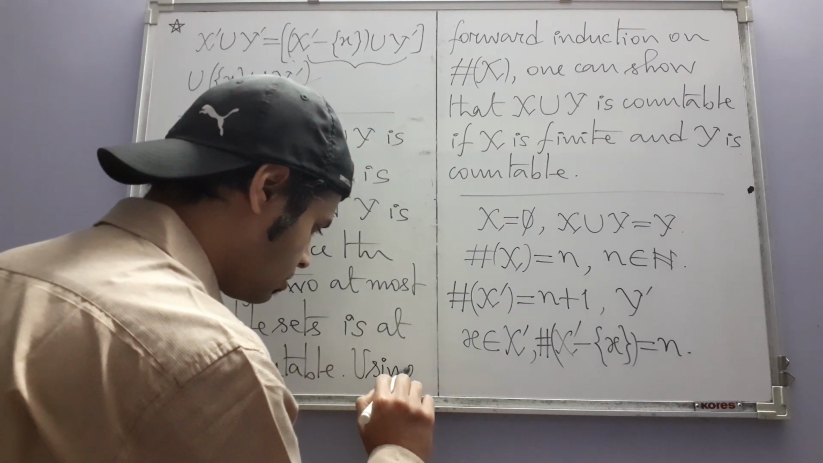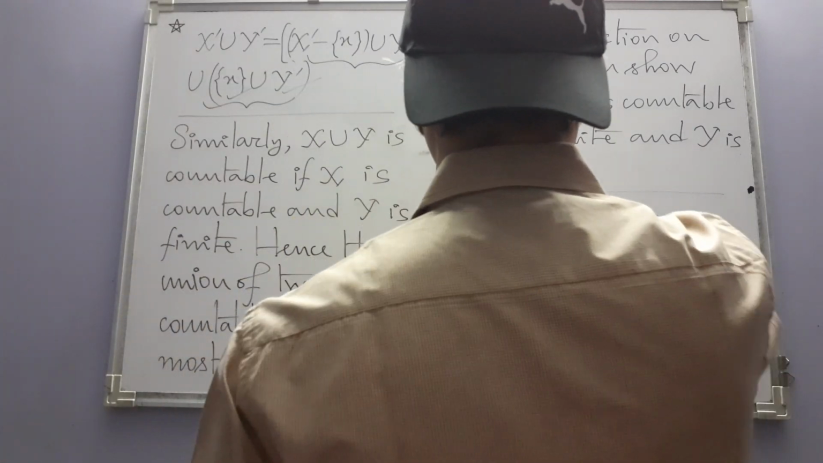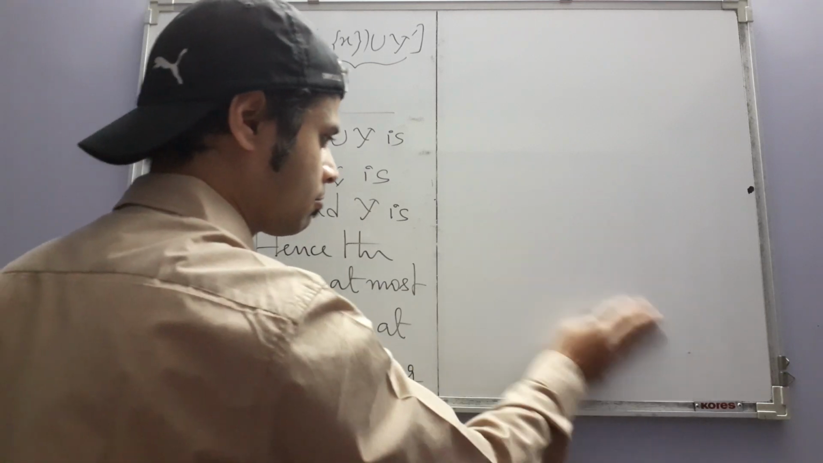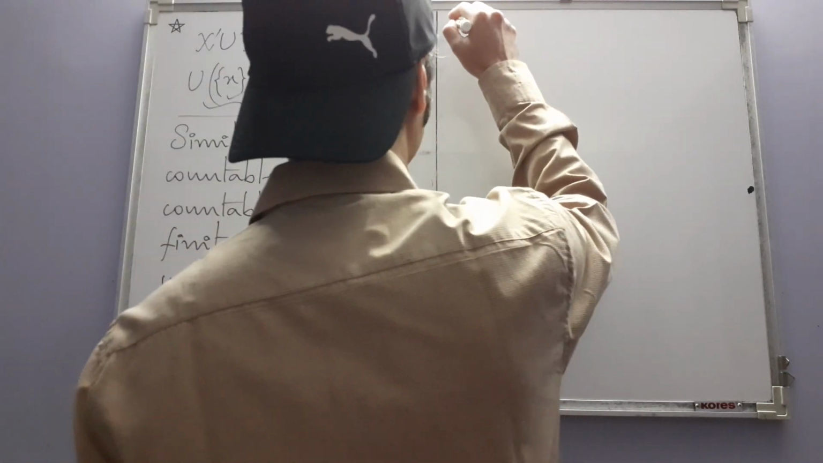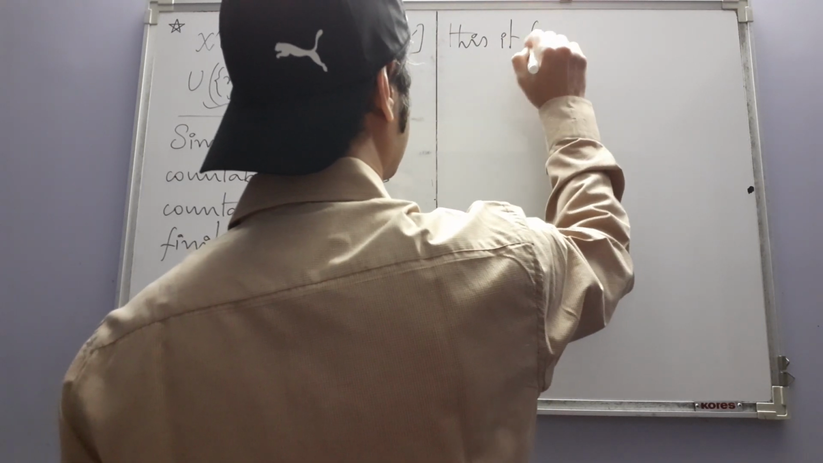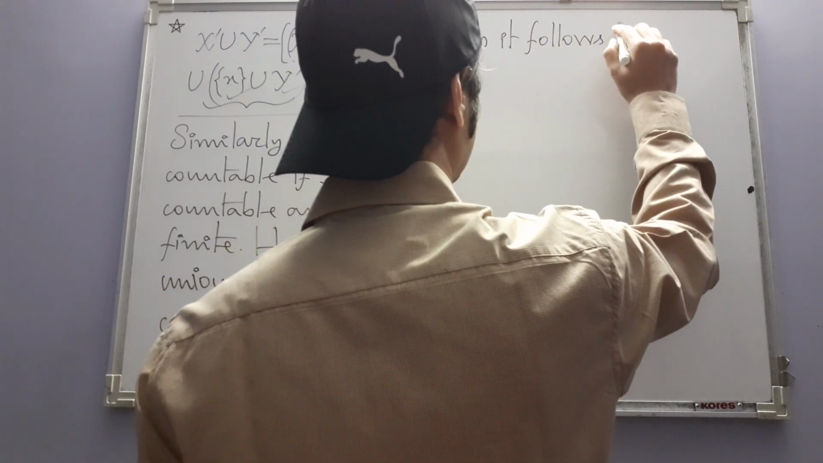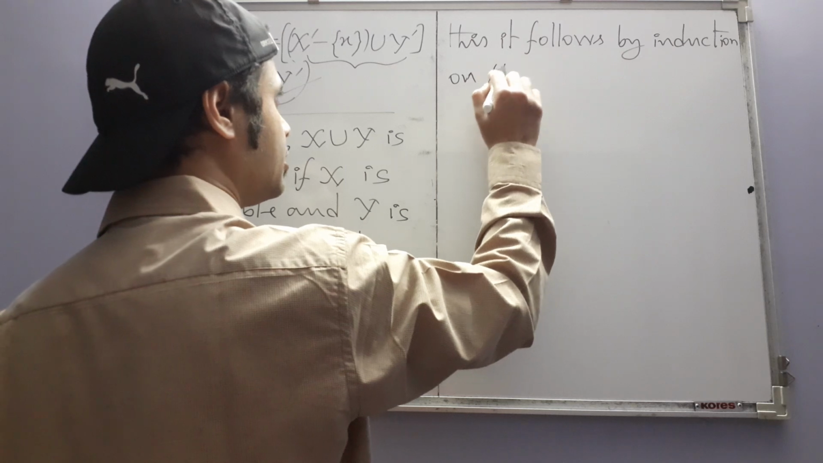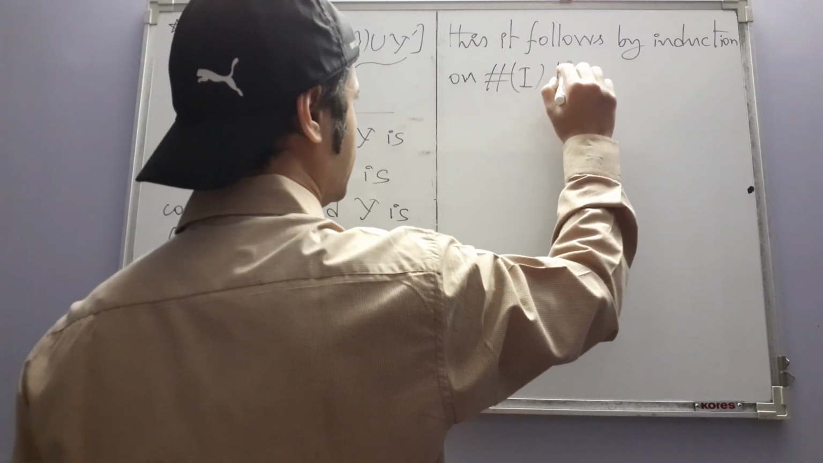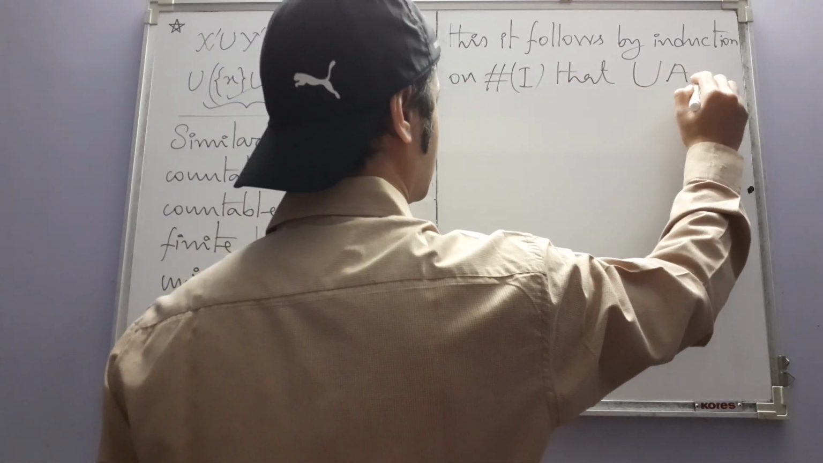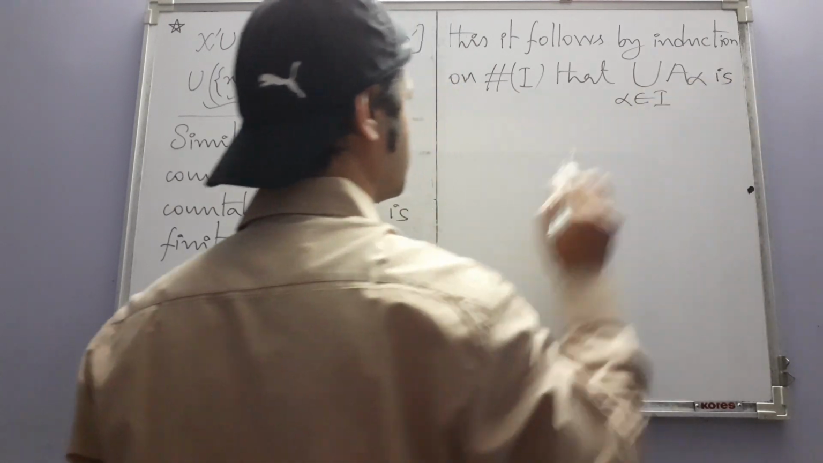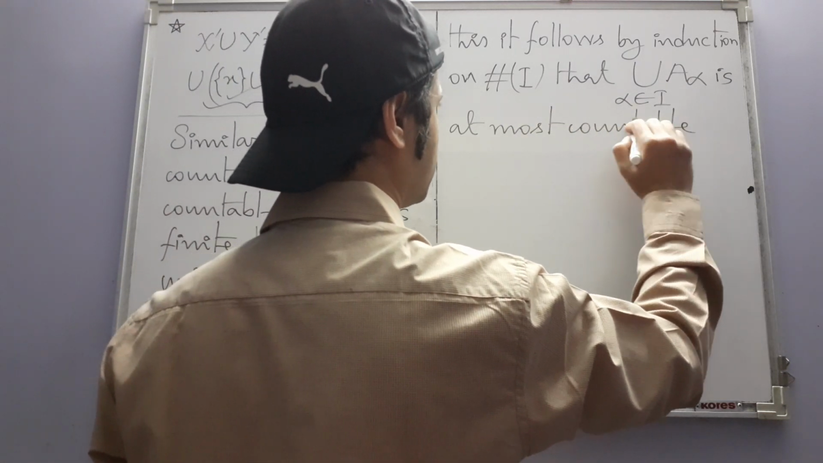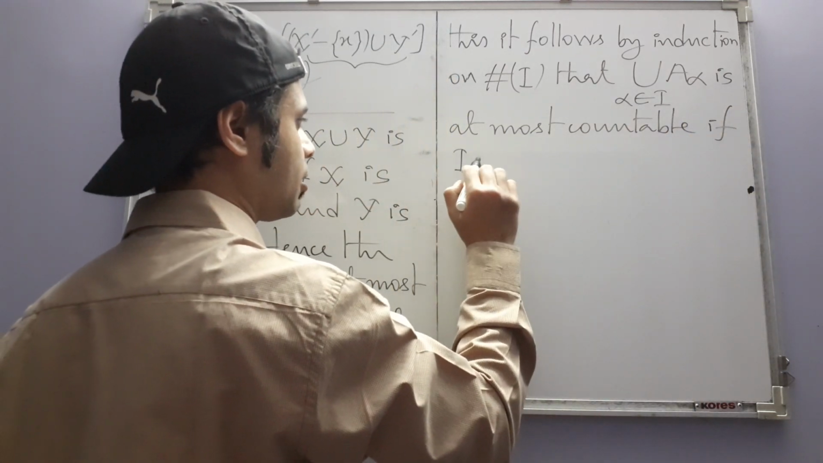Using this, it follows by induction on the cardinality of the index set itself that our actual original set is at most countable if I is finite.